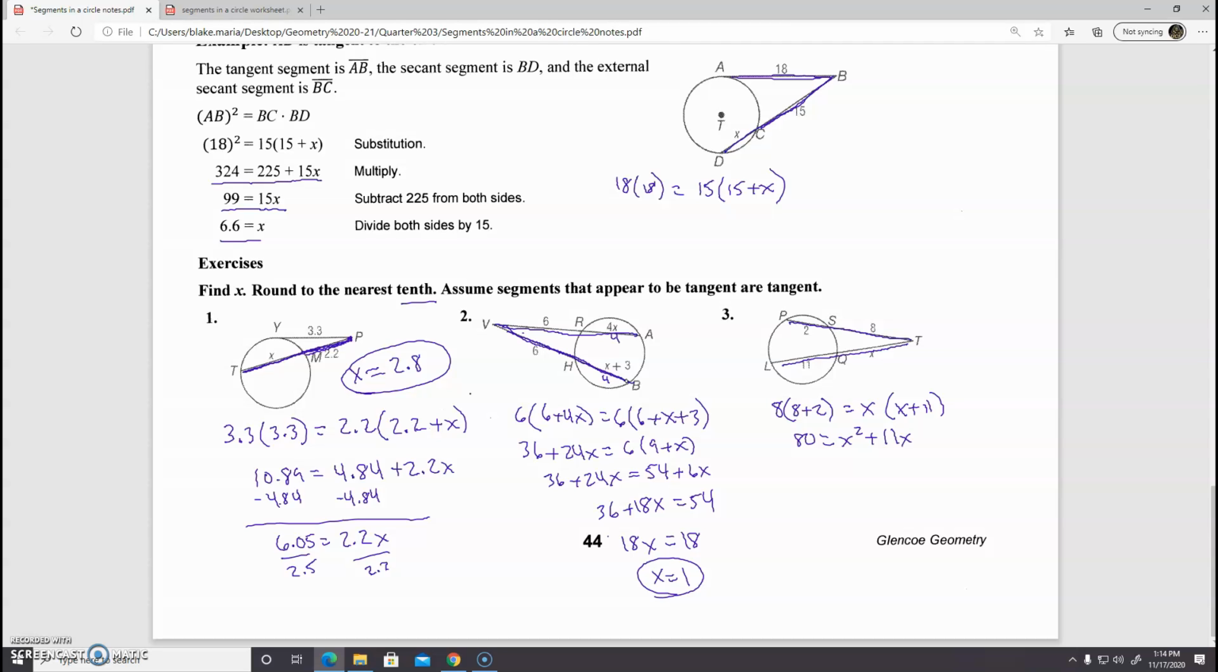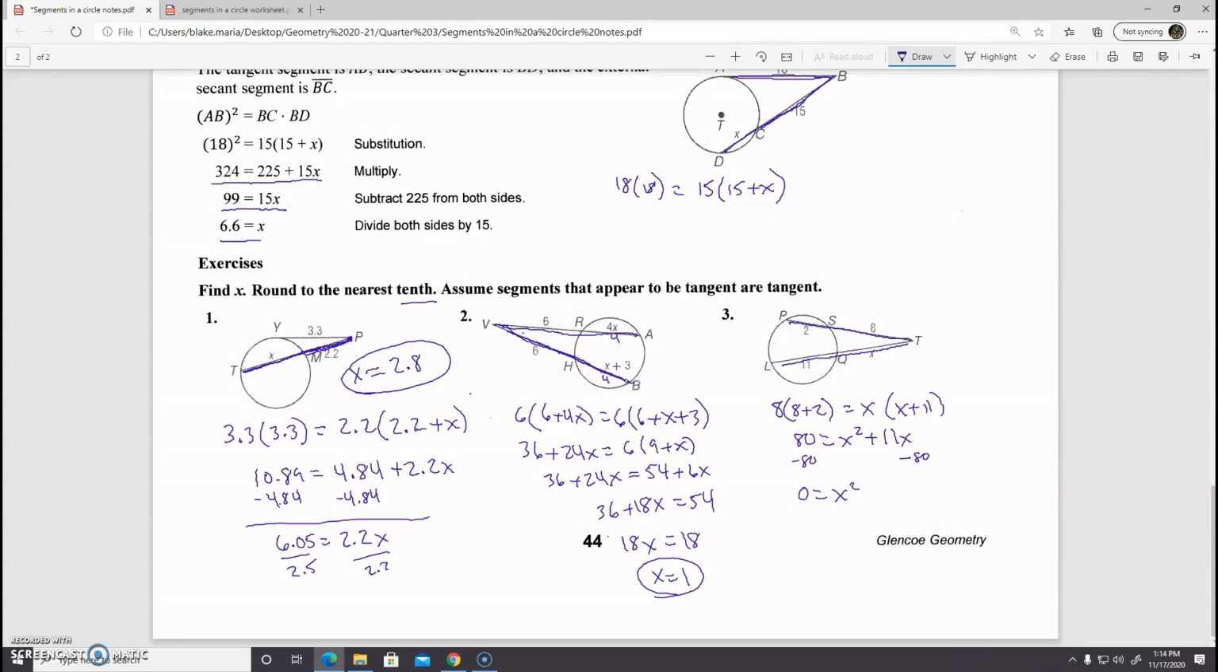When you see an x squared, you know you're dealing with a quadratic. So we want it to equal 0. We're going to subtract 80 from both sides. So we have 0 equals x squared plus 11x minus 80. All right, and we want numbers that multiply to negative 80 and add to 11.